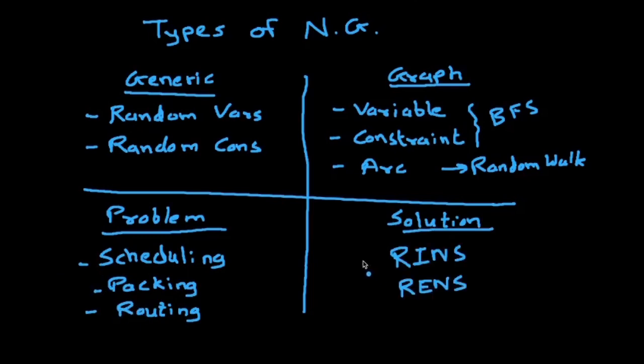And the last category is solution induced neighborhood generators. RINS and RENS basically fall into this category. I'm not going to explain RINS and RENS in detail in this video, as I have explained that in detail in a previous LNS video, so you can take a look at that. But briefly, RINS is basically trying to combine an incumbent solution with an LP solution, whereas RENS starts with an LP solution and restricts the bounds of variables based on that LP solution.